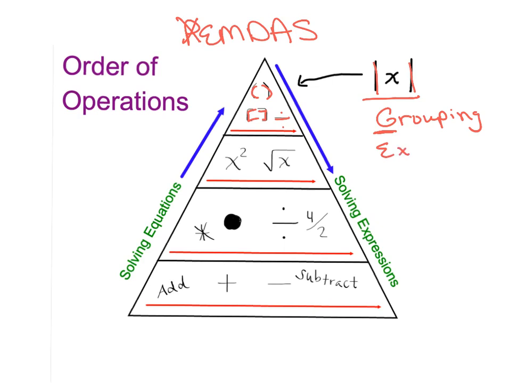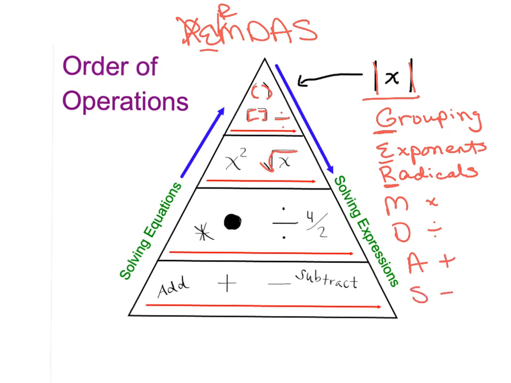Then we have exponents, which is what we've had before. So there's our E. But I'm also going to add an R in there. So I'm going to put an R in here for radicals, which is square roots. That's this right here. That's a radical. We're not going to have to worry about it too much, but you are going to be dealing with it at some point. The rest of it is the same. Multiplication, division, addition, and subtraction.